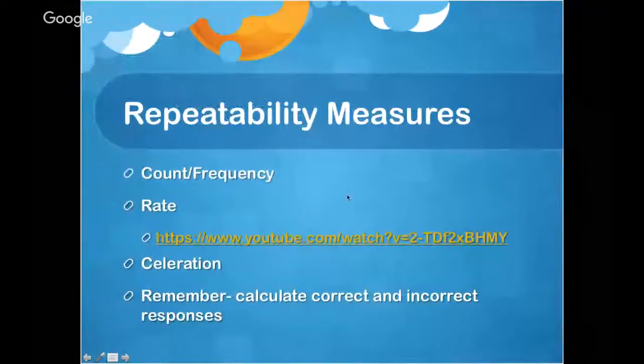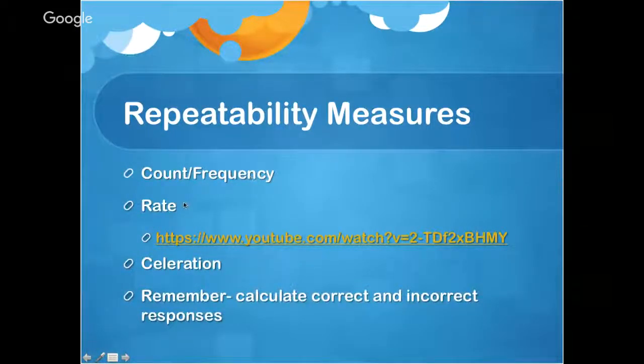Did you count 6 times? That would be the count or frequency. Rate means the number of responses per unit of time. I may want to know how many times a behavior occurs every minute or every hour. For this example, the behavior occurred 6 times in 45 seconds.